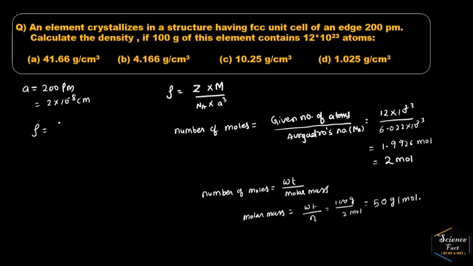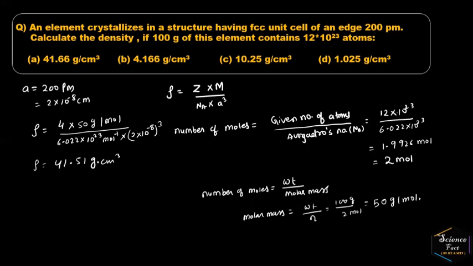Now density is equal to formula unit, and for the FCC system the formula unit is 4, into molar mass, which is 50 gram per mole, divided by Avogadro number 6.022 into 10 raised to the power 23 per mole, into edge length, that is 2 into 10 raised to the power minus 8, cubed. We will get finally 41.51 gram per centimeter cube. So the correct answer should be A.